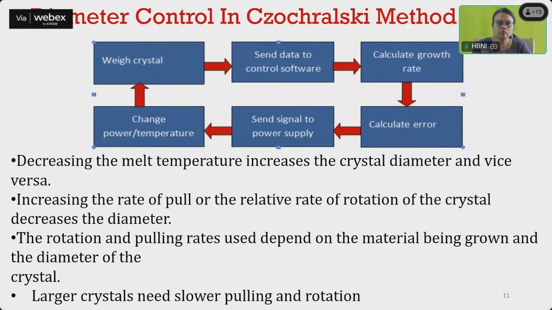Now coming to how we are controlling the diameter. Ma'am, I have a question. Yes, sure. You said that we need to be very close to the melting point for the crystal growth to be efficient. Does this pertain to the same principle that we discussed in the last class regarding nucleation, that crystal formation is near the equilibrium point?